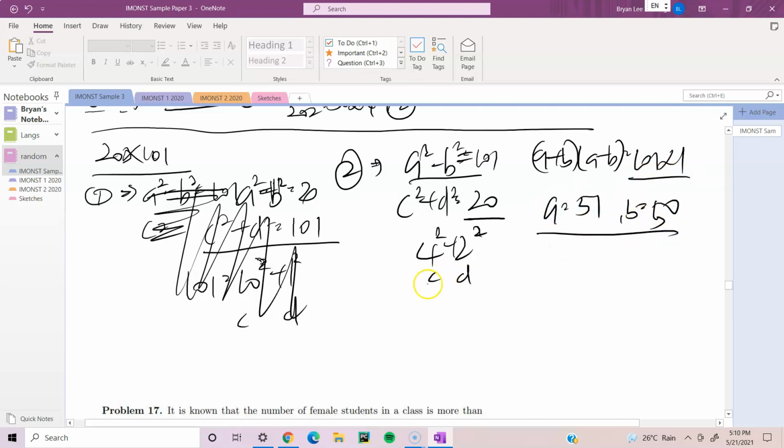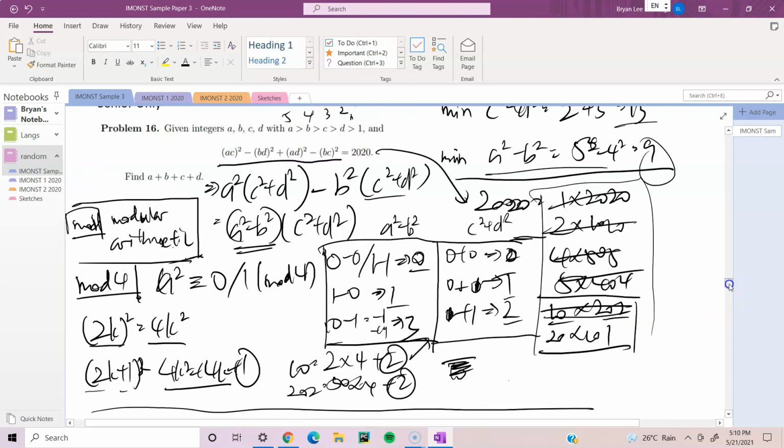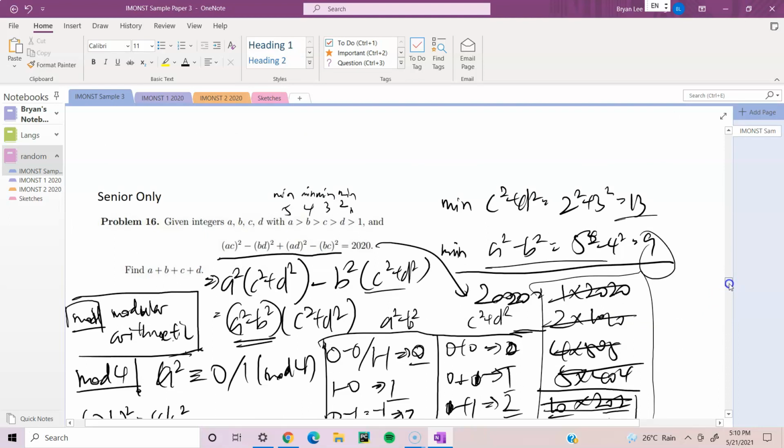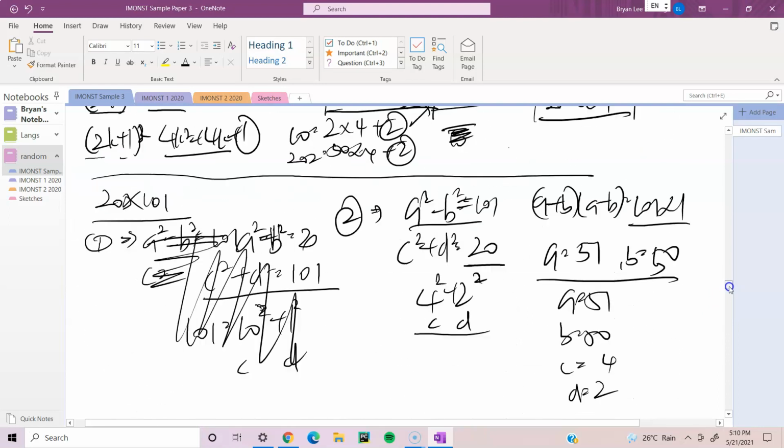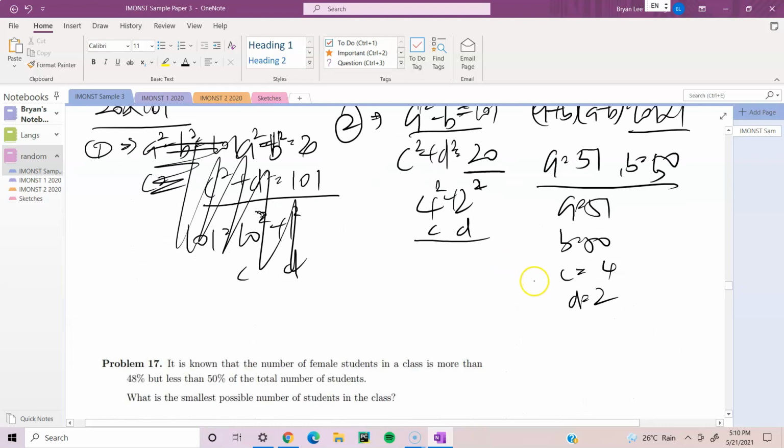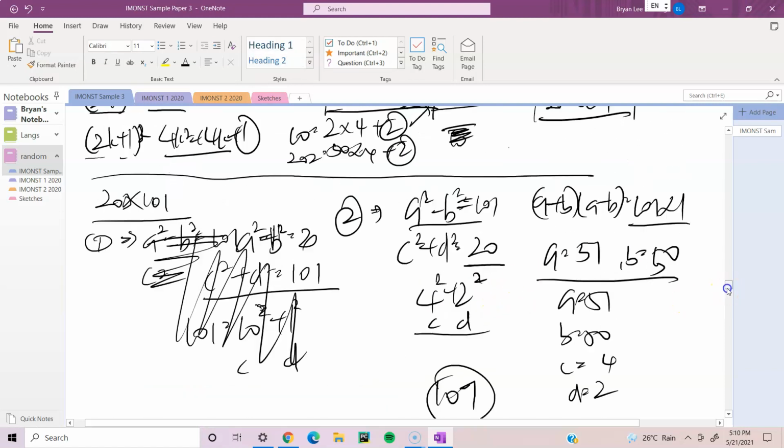And this is the only set. So a equals 51, b equals 50, c equals 4, and d equals 2. This is the only legitimate set for this. So what it wants is to find a plus b plus c plus d. So just add up 51 plus 50 plus 4 plus 2. We will get a final answer of 107. So this is the answer to senior question 16.